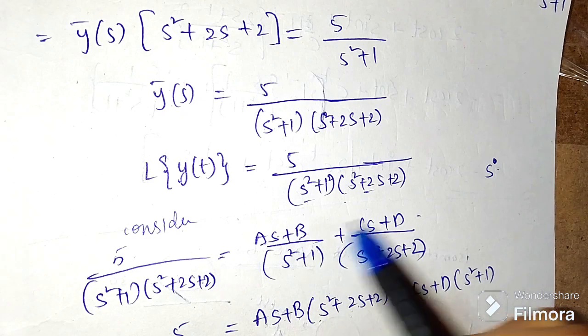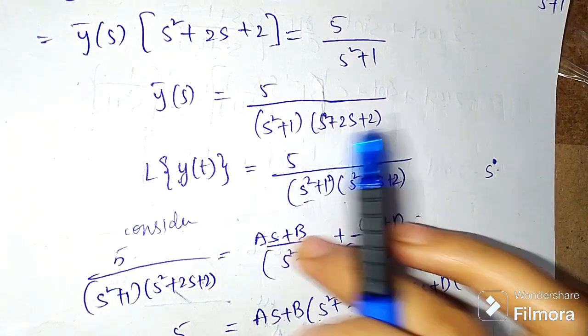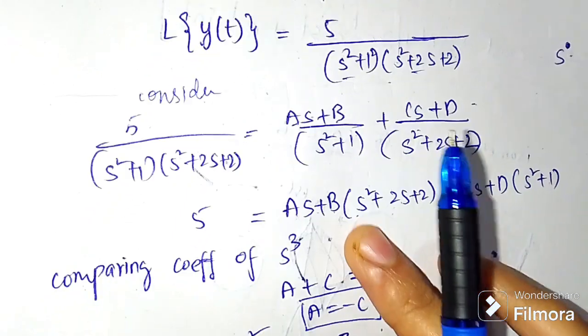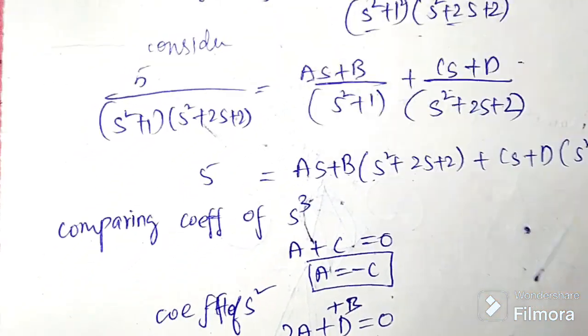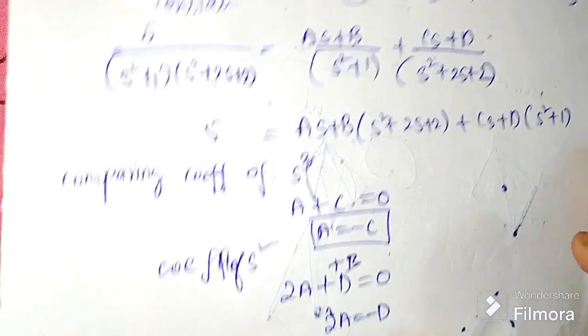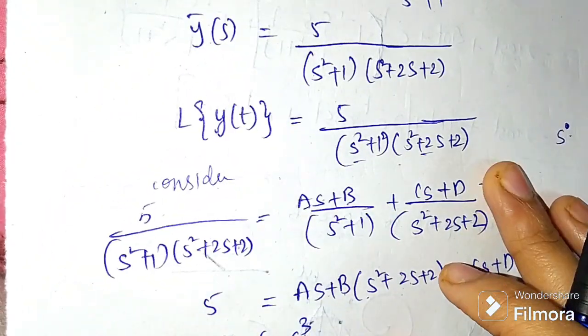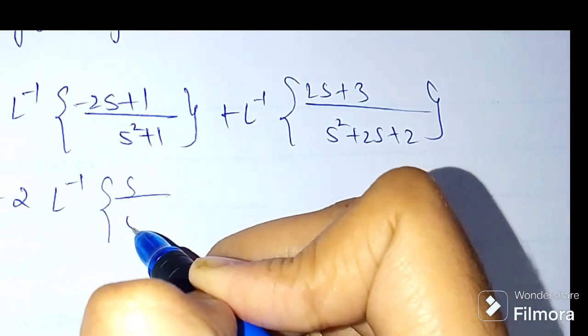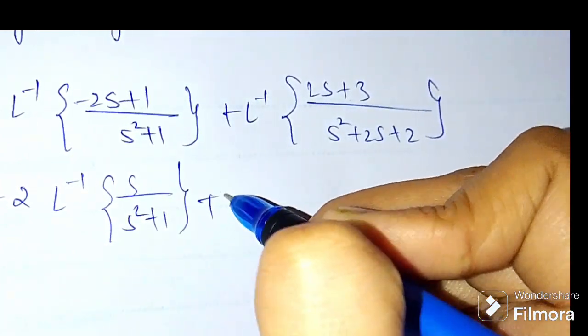So you will make partial fractions like this: as plus b, cs plus d, and you will find them by comparing coefficients of s cube, s square, and s. Okay, you will get a, b, c values. Then you will substitute, and, very important, minus 2 Laplace inverse of s by s square. This is easy, you'll do.